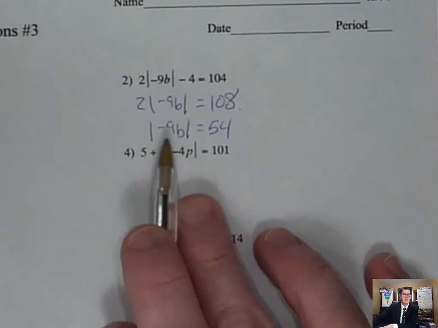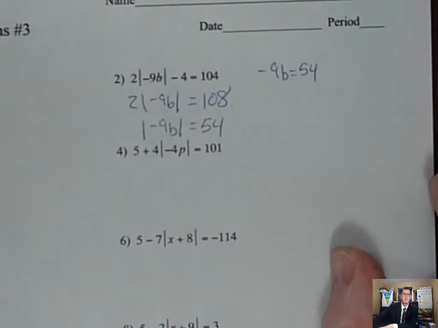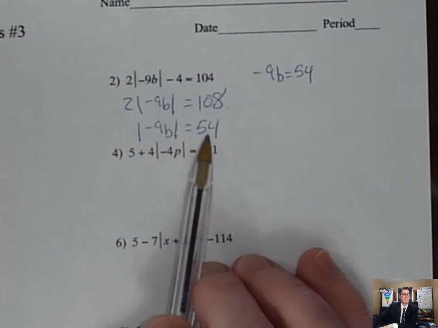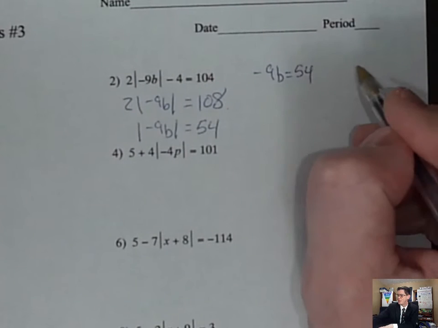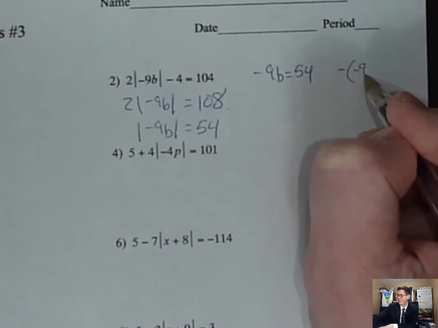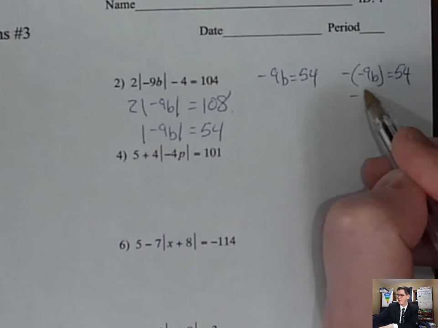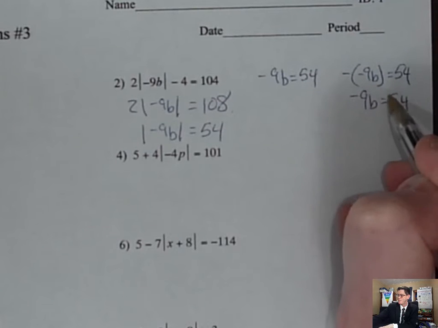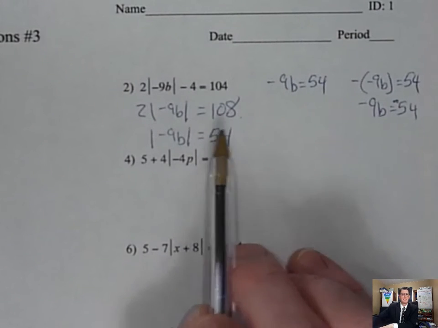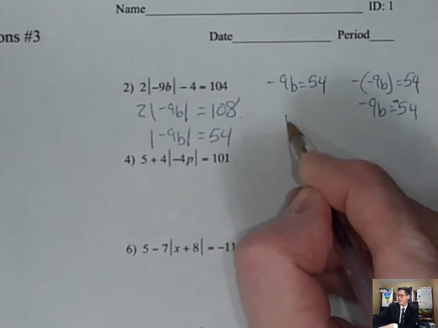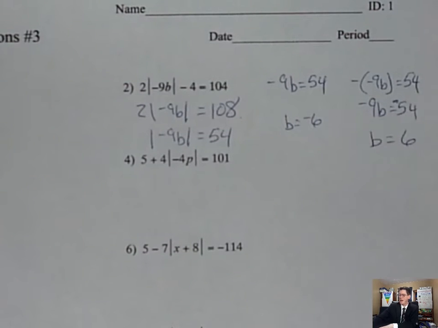Once you have the absolute value of negative 9b being 54, you know that either negative 9b is 54, or the negative of that is 54, because the absolute value will get rid of the negative. And so often we just divide both sides by negative 1 and write it like this: negative 54. Both of those are solutions to this equation. We can divide this by negative 9 and get negative 6, and over here divide by negative 9 and get positive 6.